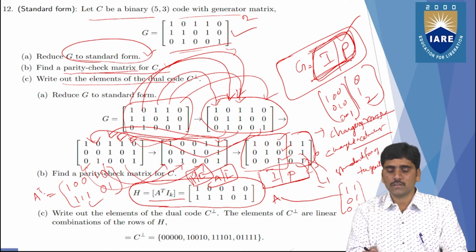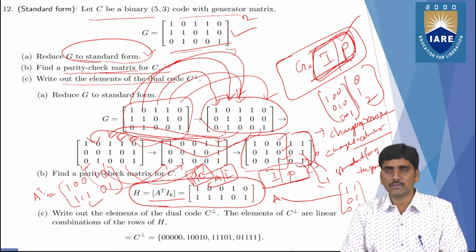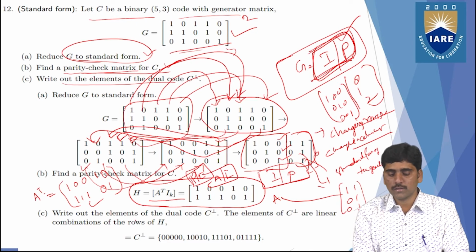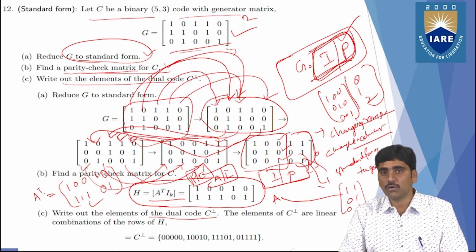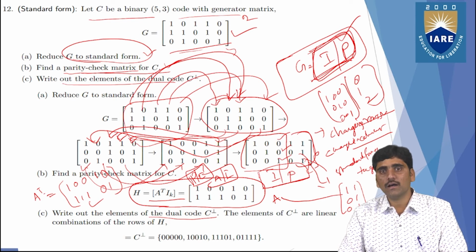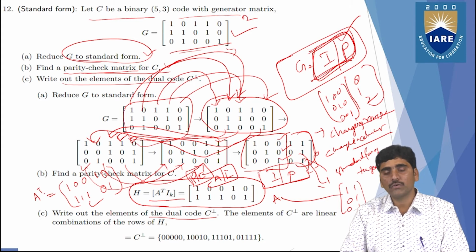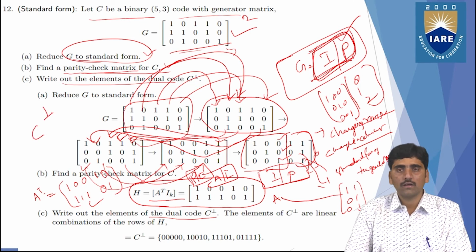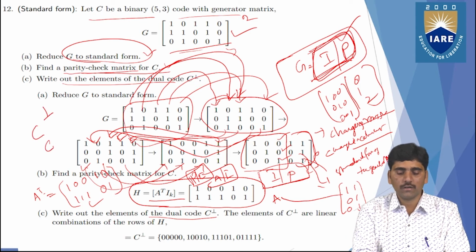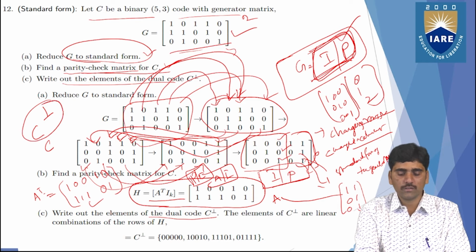And from this standard form of the matrix and the parity check matrix, we need to write out the elements of the dual code of C. The elements of the dual code are linear combinations of the rows of H. So write out the elements of the dual code. The dual code symbol is represented as this one. So normal code words are this one, and the elements of the dual code are this one.